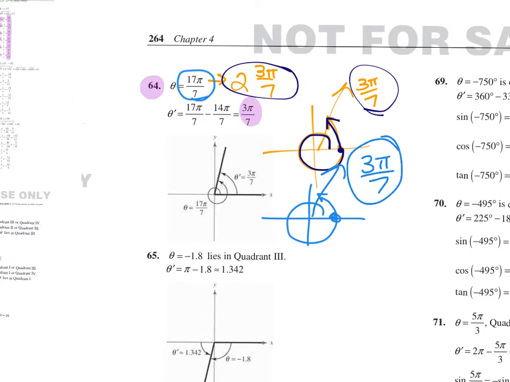If I had gone past the half mark, let's say it was 4 pi over 7, when I converted it, then I would take and subtract that from pi, because in that second quadrant we subtract from pi.